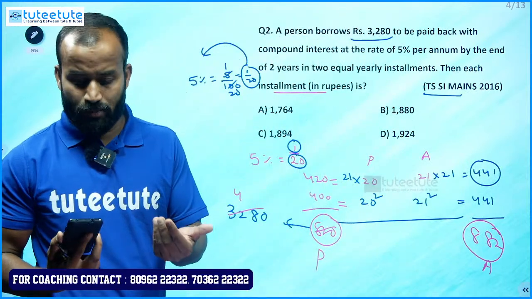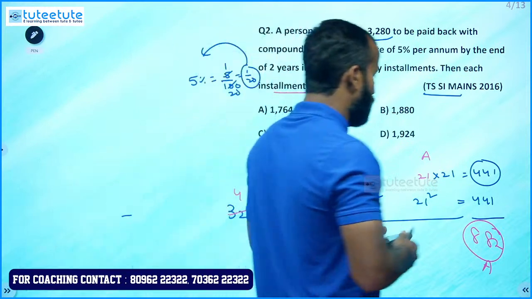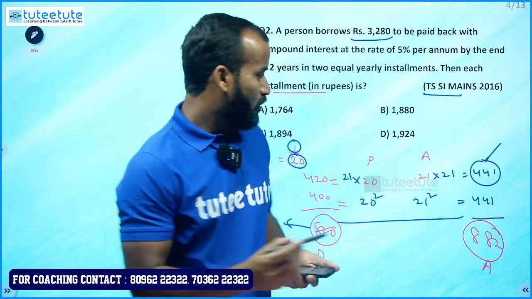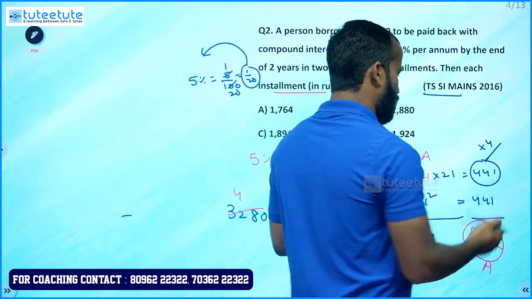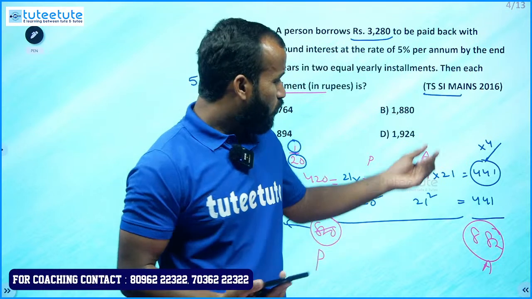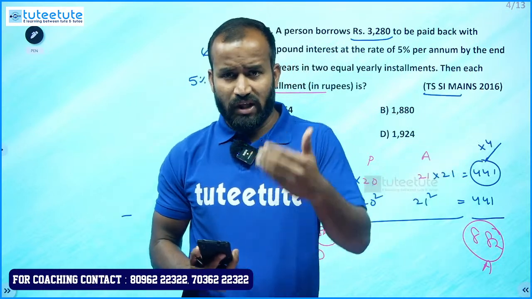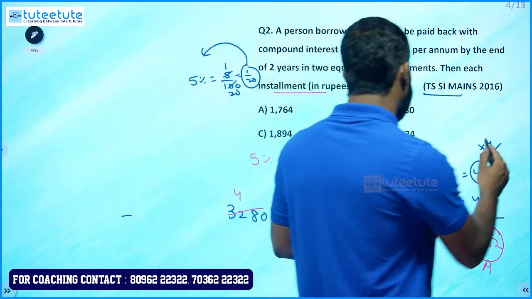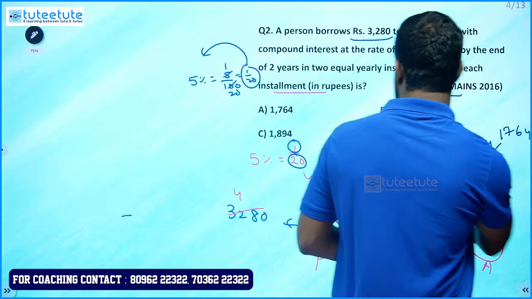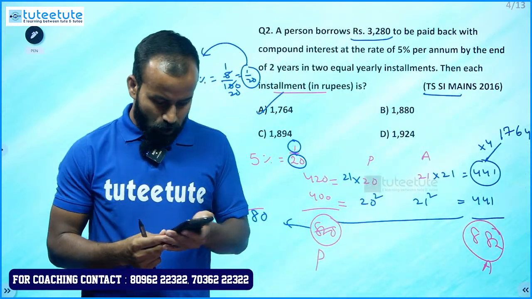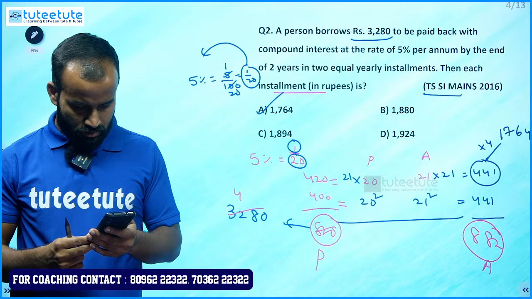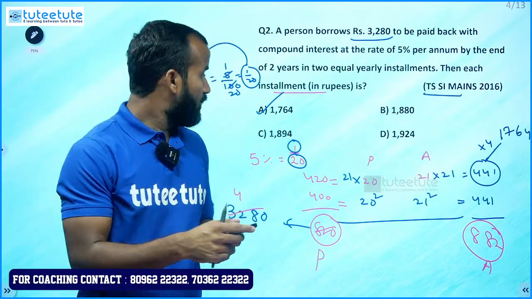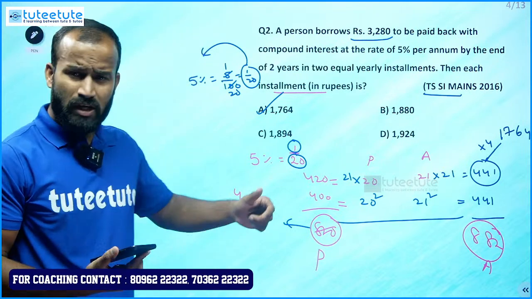So 441 parts value how much? 441 value means if you multiply with 4: 441 into 4. First 400 into 4, 1600. 41 into 4, 164. 1600 plus 164 will be 1764. 1764, option A. Anyone post answer? Okay, Kiran posted his answer. How much answer? 1764. Just you can check.